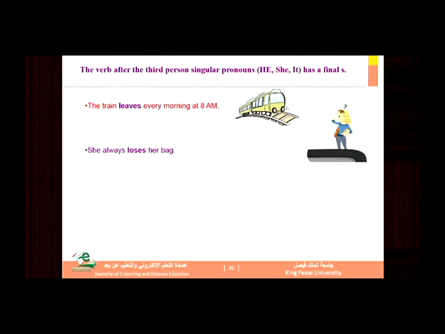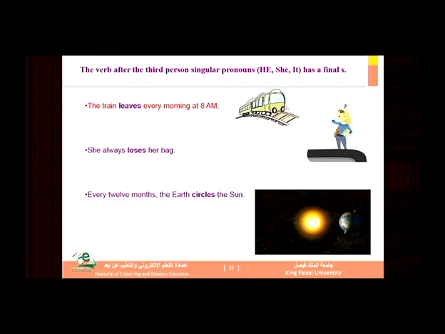Looking at the second example, she always loses her bag. Now the verb here is lose, and the subject of the sentence is she. She is one of the third person singular pronouns, so the verb takes an S. She loses her bag. She always loses her bag.